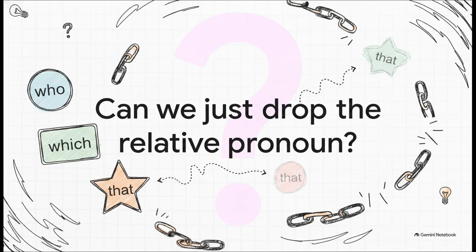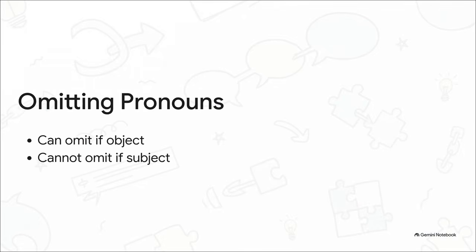So, I have a rule breaker question for you. Now that we've learned all these grammar glue words, who, which, that, do we always have to use them? Like, can we ever just drop the relative pronoun completely and make the glue invisible? What do you think? Well, the crucial point is, yes, you absolutely can drop it, but only under a very specific condition. You can omit the relative pronoun when it is the object of the clause.